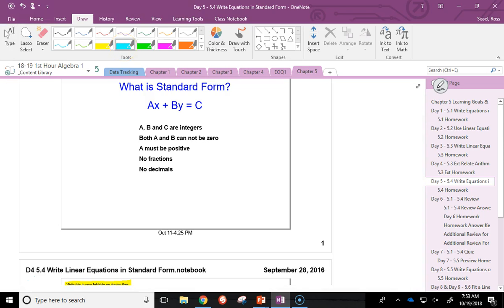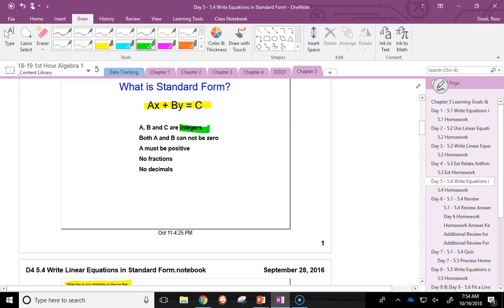Standard form is ax plus by equals c. Obviously, we're using a lot of variables to stand for other things. We're still having our x and y, which is similar, but we'll put another variable because we can have a coefficient in front of x and y that can be anything. The rule, though, is a, b, and c are integers.